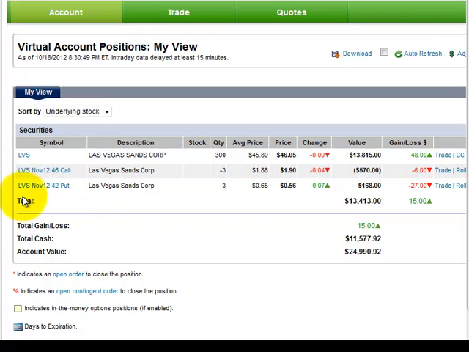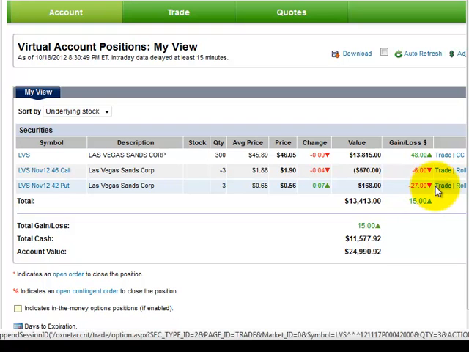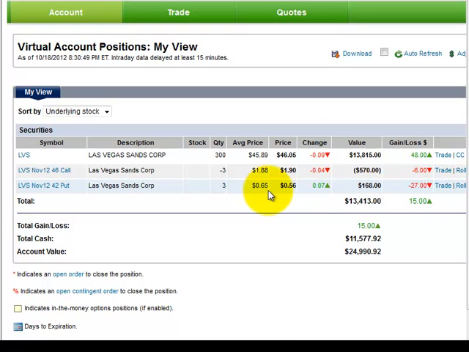Now with the put option, we bought that for 65 cents. Now because the share price has gone up, the insurance policy is a little bit cheaper now, which is 56 cents. So we bought it at that price, and now we could only sell it at 56 cents if we wanted to sell it today. So that means that there's a loss here of $27.